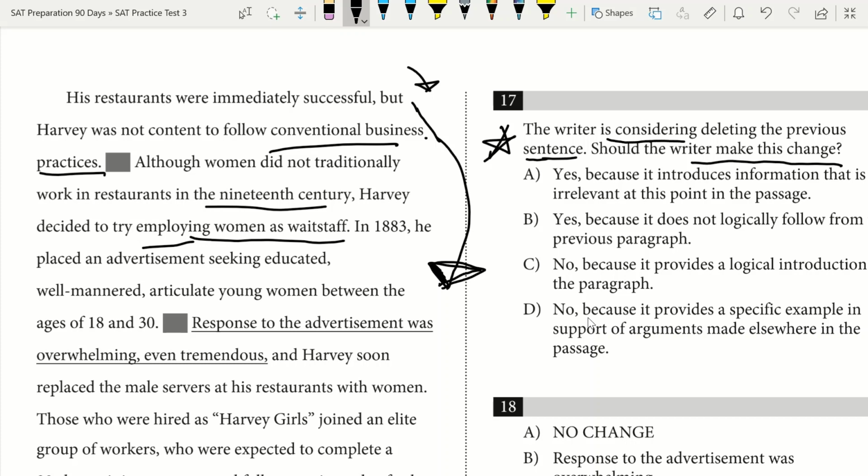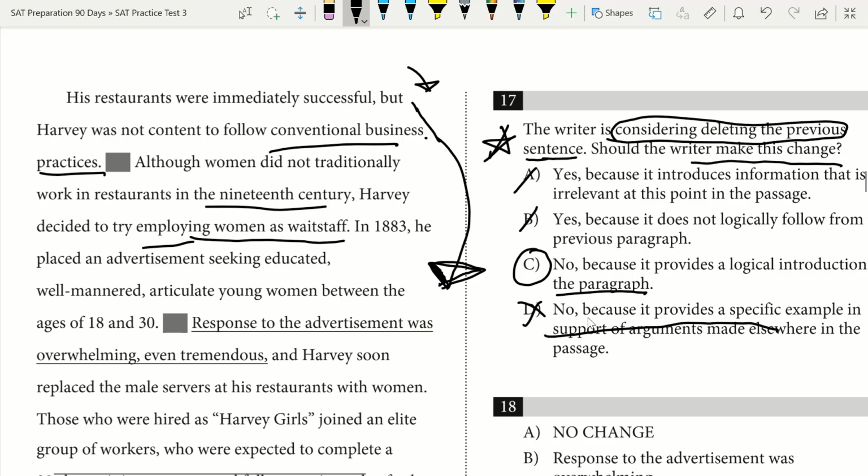So keep in mind, another thing for the SAT writing section is understanding whether or not you're asked to add or delete a sentence. Here I'm asked whether or not I should delete it. So the answer is no, I don't want to delete it because it's providing a logical introduction to the paragraph. It's not providing a specific example in support of arguments made elsewhere in the passage, but it is providing a logical introduction into this paragraph here. So that's another big thing with the SAT writing section: understanding whether you're asked to add or delete something. Because if you mix those up and then you answer yes or no, then you're going to lose points just because you mixed up this word right here. So pay close attention to whether you're asked to add or delete a sentence.